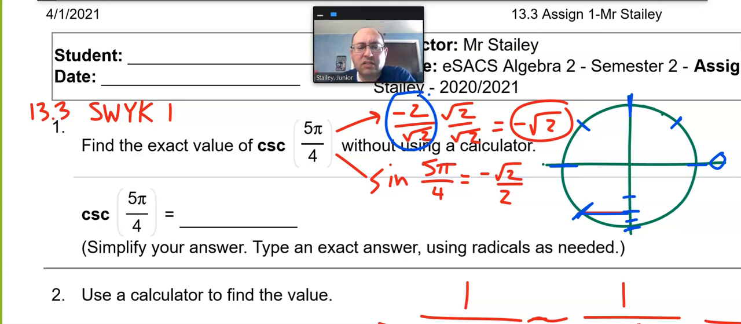Anyway, Math Excel will want you to rationalize that, so we multiply the top and bottom by radical 2, giving me negative 2 radical 2 over 2. Whoosh, those cancel, and that gives me, right here, negative square root 2. Next.